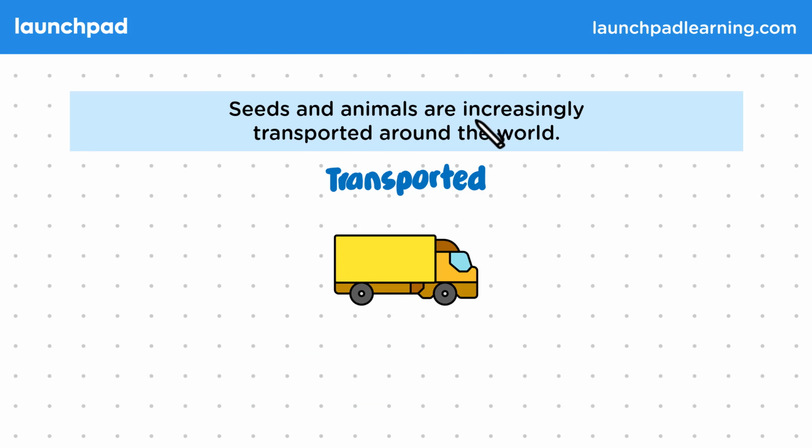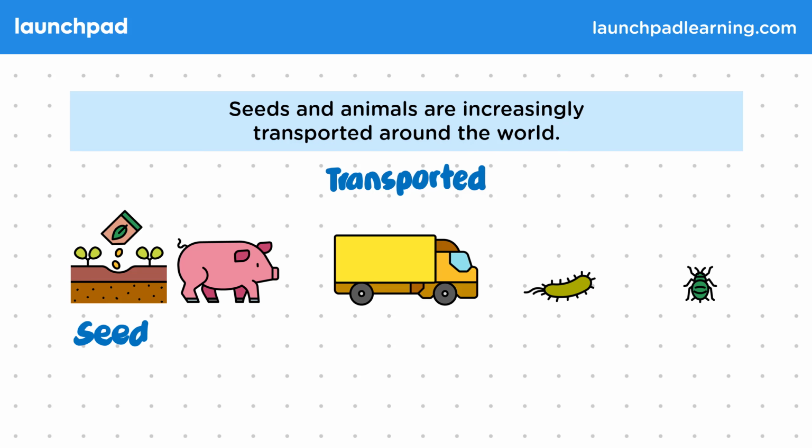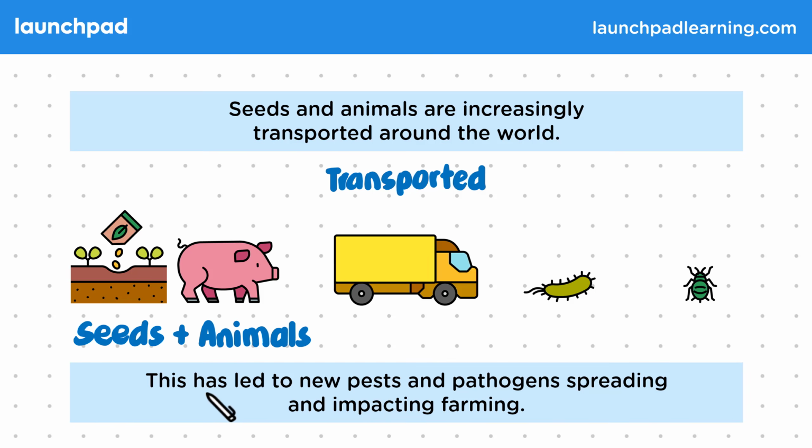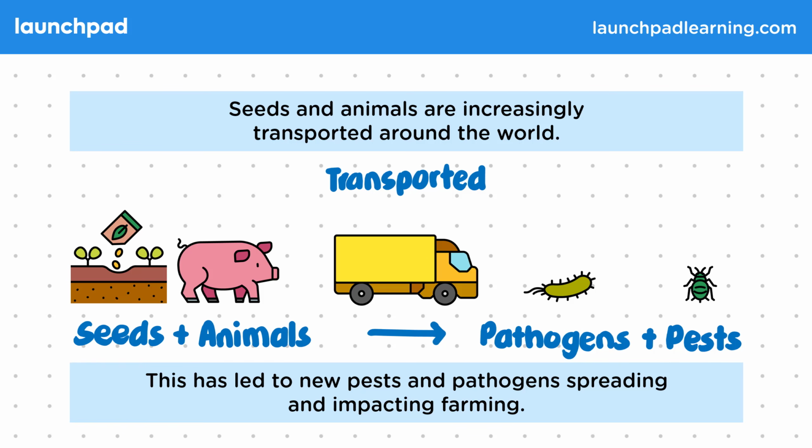Seeds and animals are increasingly transported around the world. Seeds and animals are being moved around in different parts of the world to accommodate consumer demands. This has led to new pests and pathogens spreading and impacting farming. So this transportation of seeds and animals means that pathogens and pests are also transported across the world. What's the impact of global warming on food security?